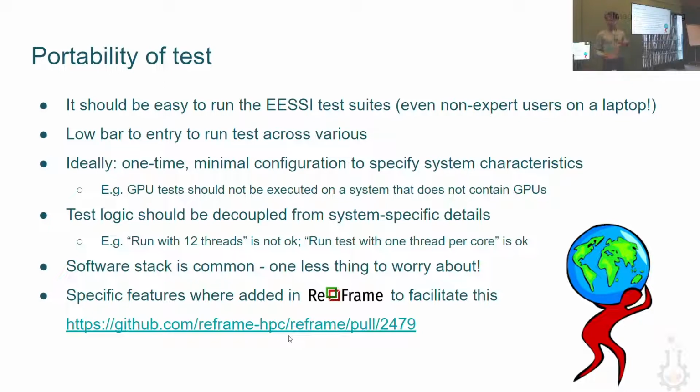That also means that the test logic should really be decoupled from system-specific details, which is quite difficult, right? So in ReFrame, traditionally, you might say, okay, this test should run with, I don't know, 12 MPI ranks and 3 threads per rank or something like that. That is very system-specific because it fits a certain node size. And if your node size is different, that's not going to work very well. So probably in our test, we don't specify a hard number of threads, but we would like to specify something like, okay, we'll schedule 1 thread per core, or we'll schedule 1 MPI rank per socket, and then use the rest of the cores for threading, etc. Something generic like that.